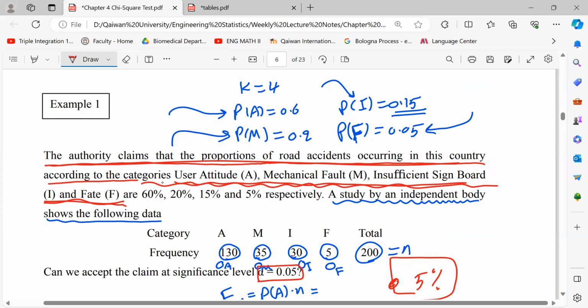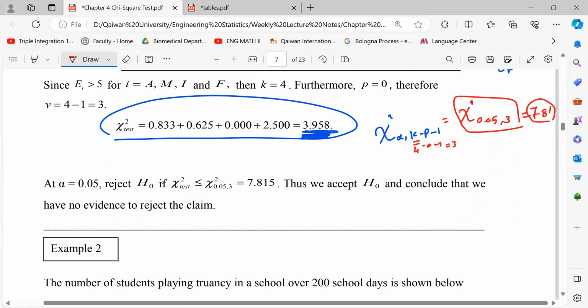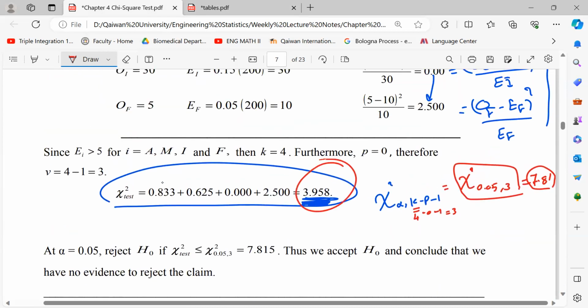This is H0. What's H1? If all the accidents are not according to these things, that's H1. That means if the chi-square test value we found is greater than that amount, we reject H0. H0 states that all the car accidents are according to those 4 things. But in this case, we cannot reject H0 because this is not greater than that one.